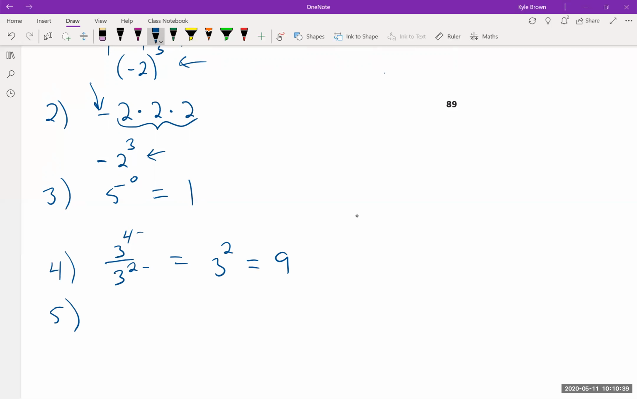Okay, let's do one like this. Let's say we've got a to the power of 3 times a to the power of 5, over a to the power of 2, all to the power of 3. Sorry, my brackets are a little funny here. Let's do one like that.